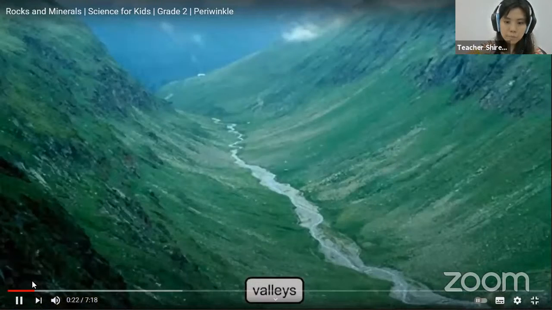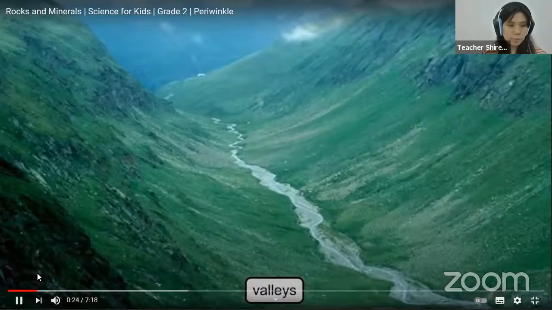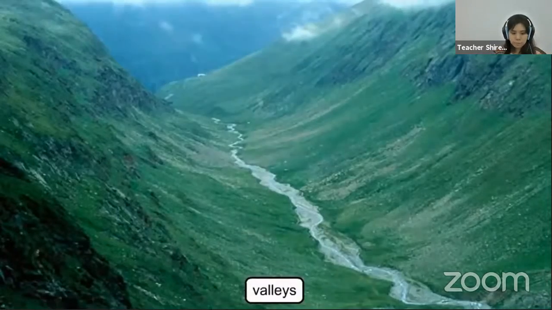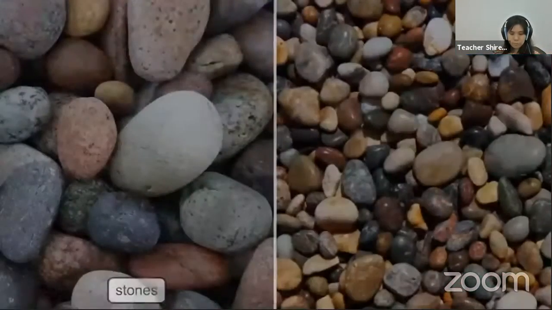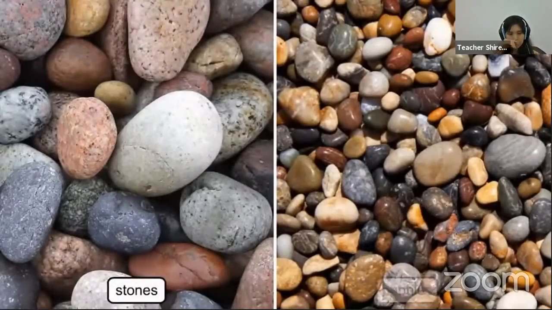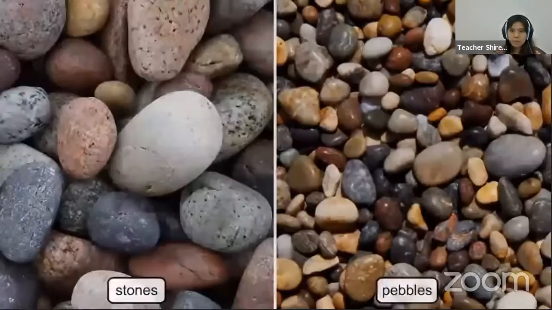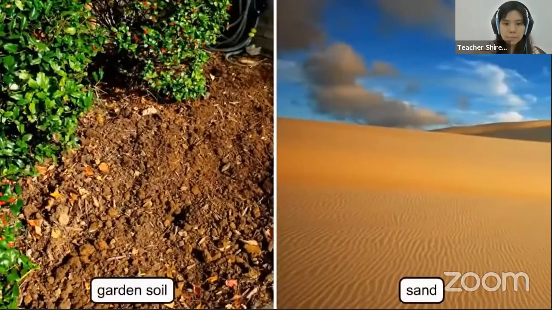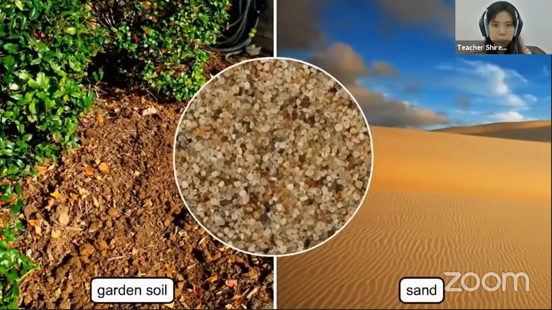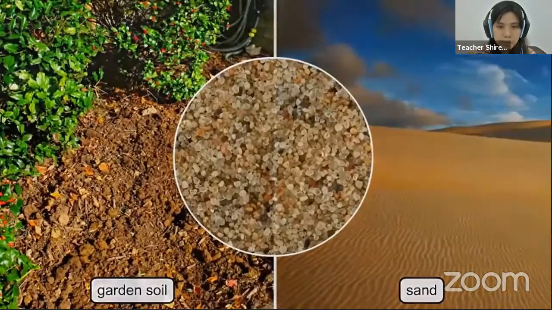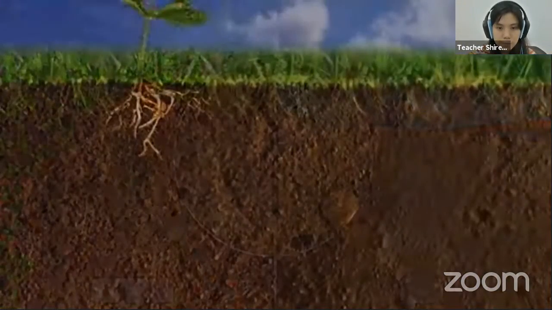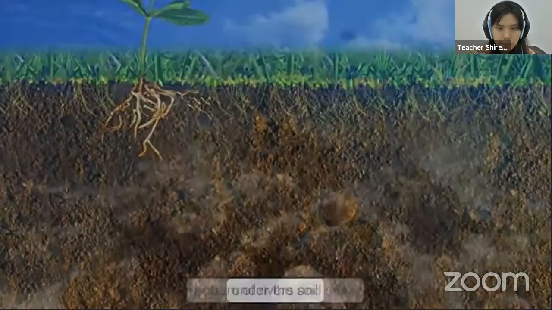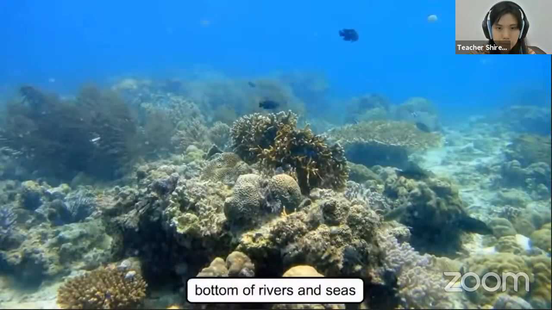And valleys are made of rocks. Stones and pebbles are made of rocks. Even the garden soil and sand are made up of many tiny particles of rock. Rocks are found under the soil and at the bottom of rivers and seas.